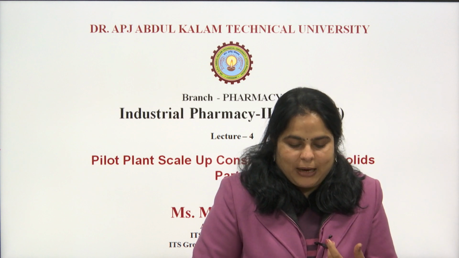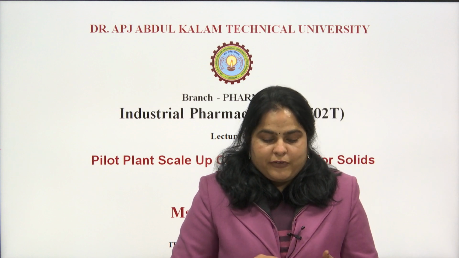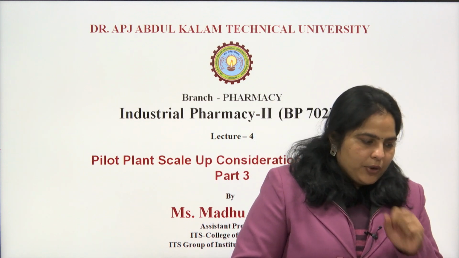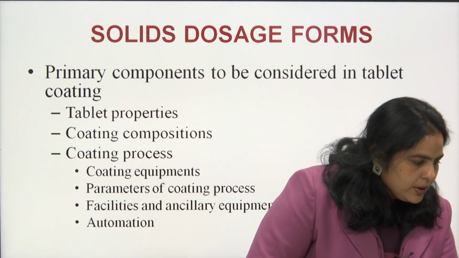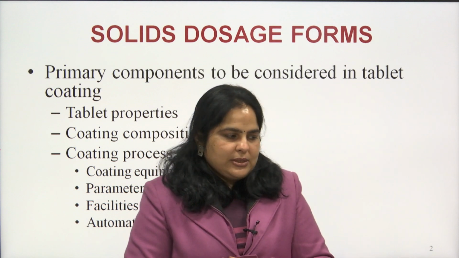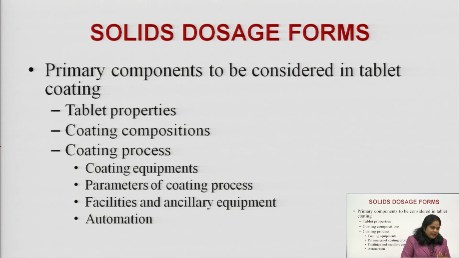Then the coating compositions: the composition should not be highly viscous, otherwise spraying may be a problem. Then the third one is the coating process, which is very important, and in that we include our coating equipment. We should take care of the parameters of the coating process, facilities and ancillary equipment, as well as the automation of the coating process. So, the primary components considered are tablet properties, coating compositions and the coating process.